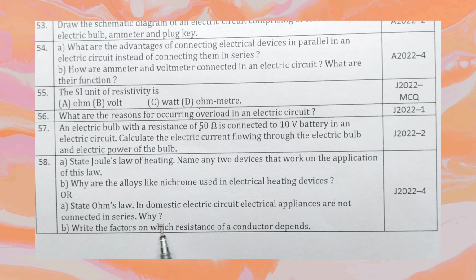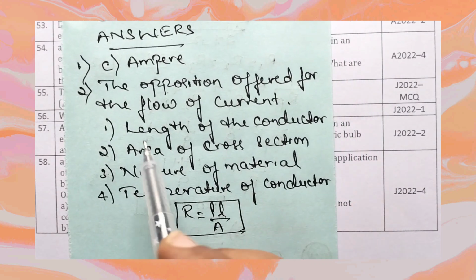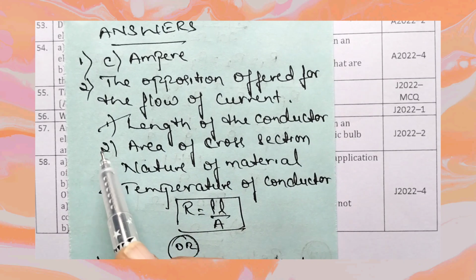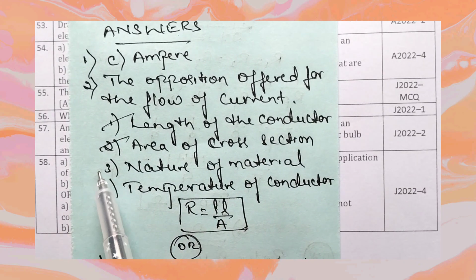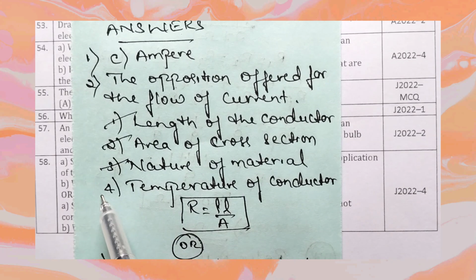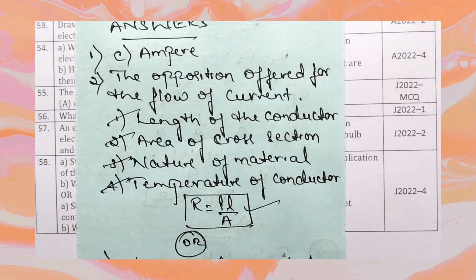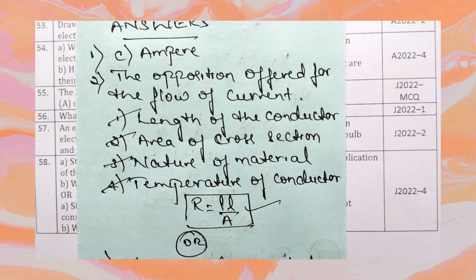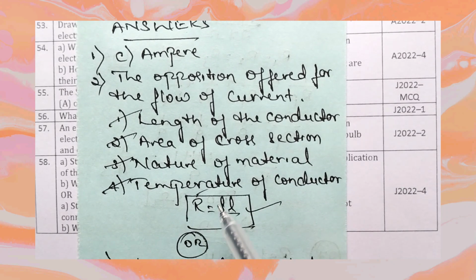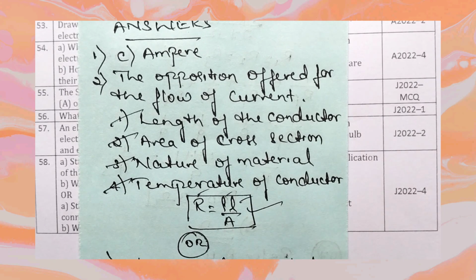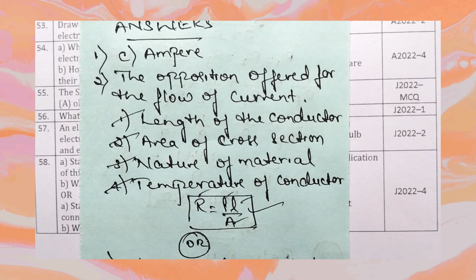Next, the why question has been answered. Write the factors on which the resistance of a conductor depends. So what does resistance depend on? Resistance depends upon the length of the conductor, upon the area of cross section, upon the nature of material, and upon the temperature of the conductor. According to this, R is equal to rho L by A, where R is resistance, rho is resistivity, L is length of conductor, A is area of cross section.